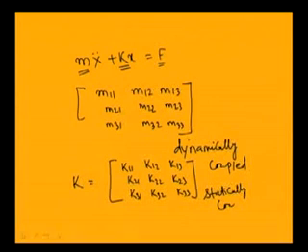So, if by using some coordinates you can decouple this mass matrix and stiffness matrix, those coordinates are known as the principal coordinates of the system. The coordinate system for which you get a dynamically uncoupled and statically uncoupled system is known as the principal coordinate system.